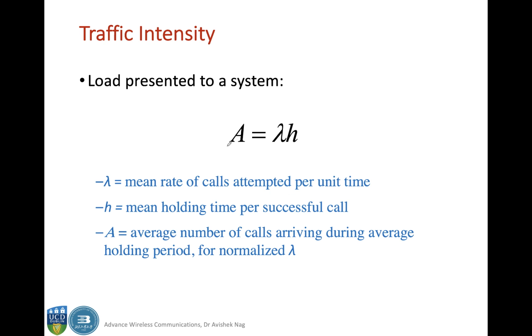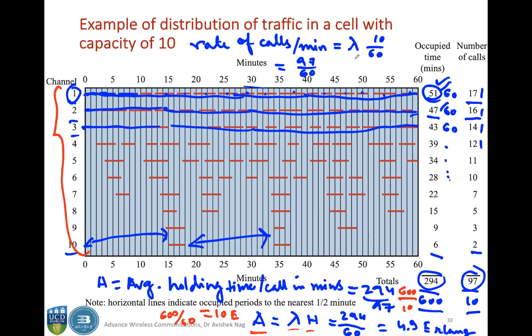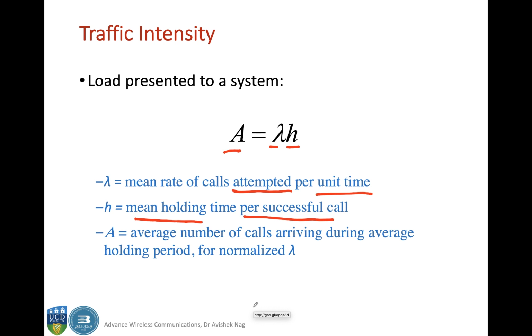So the first term that you should appreciate for that modeling is the load presented to the system, or the traffic intensity, and that is given by lambda times h, as we just discussed in the previous example. Lambda is the mean rate of calls attempted per unit time, and h is the mean holding time per successful call. We defined it with capital H, but you can define it with small h as well. So this is the load presented to the system A, and this actually is the average number of calls arriving during the average holding time for normalized lambda. So A is equal to lambda times h.